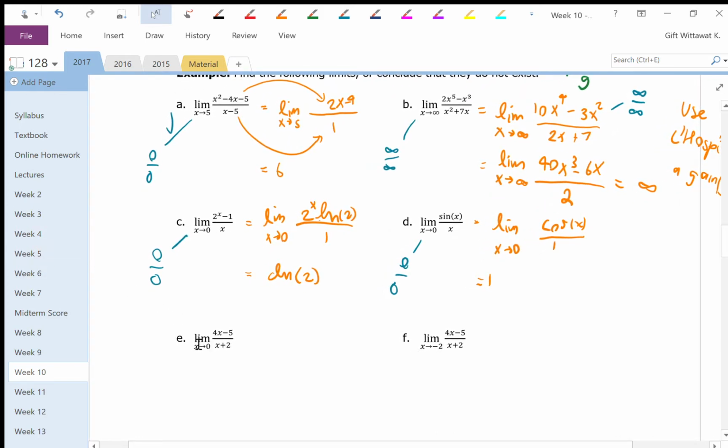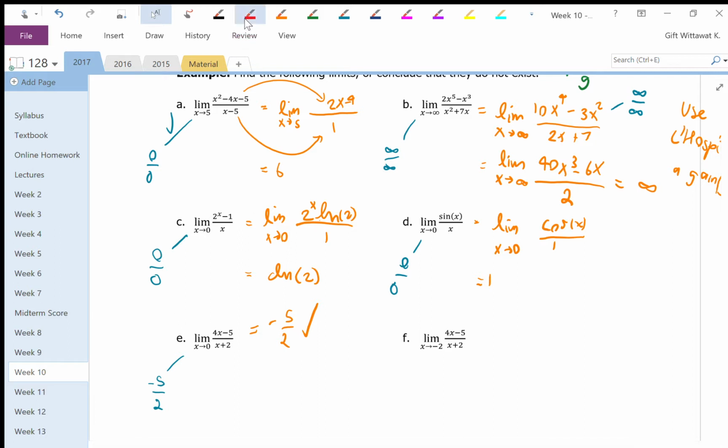So the next one, I'd like to find the limit when x goes to 0 of 4x minus 5 over x minus 2. If I plug in x equal to 0, that gives me negative 5 over 2. So the limit is simply negative 5 over 2. Negative 5 over 2 is a number, it's negative 2.5, so that's a legitimate answer for this question.